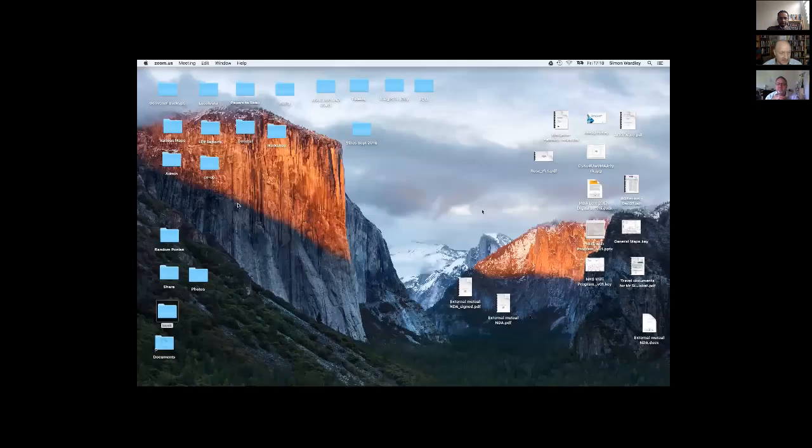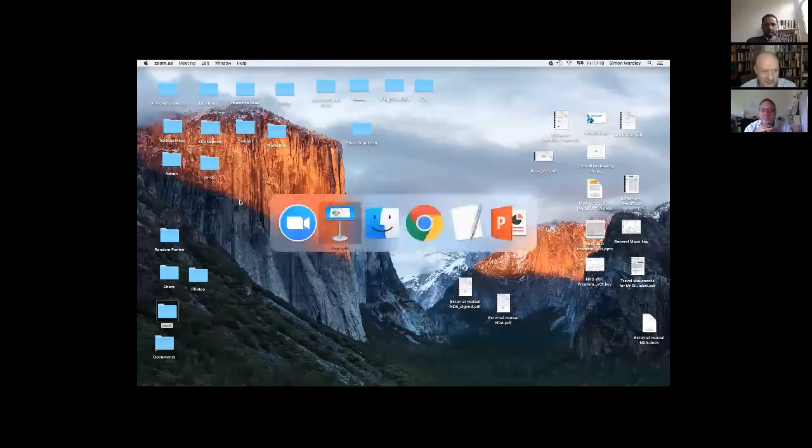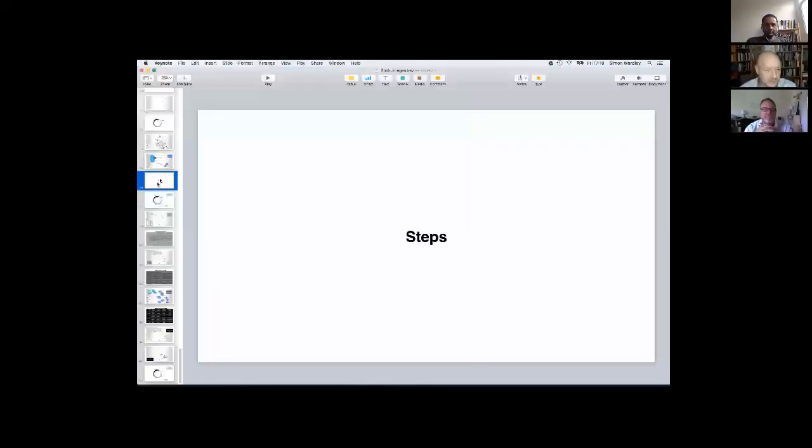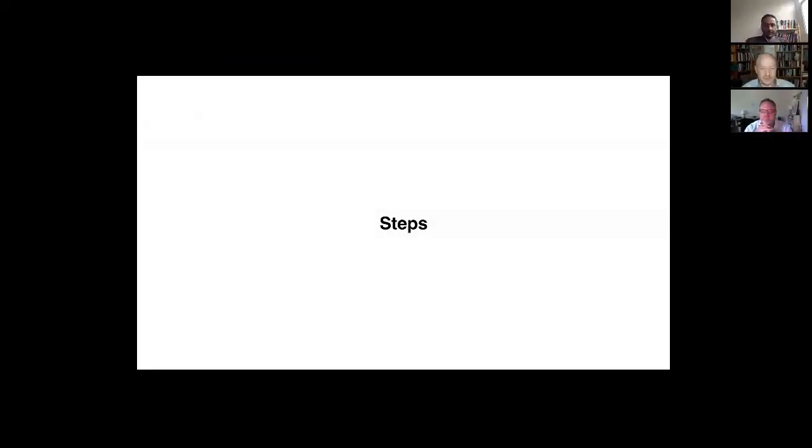So let me see if I can share this screen. Hang on a second. Desktop, screen. Hopefully you can see that. Can you see something called steps? Yep. Yes? Yes. So, right.